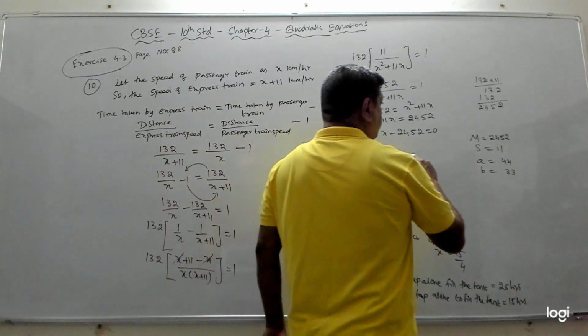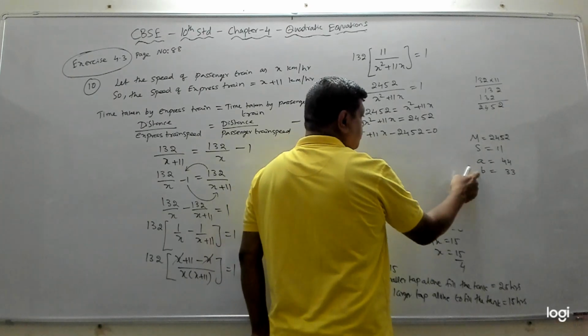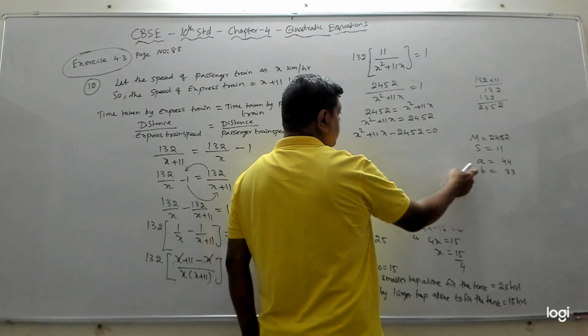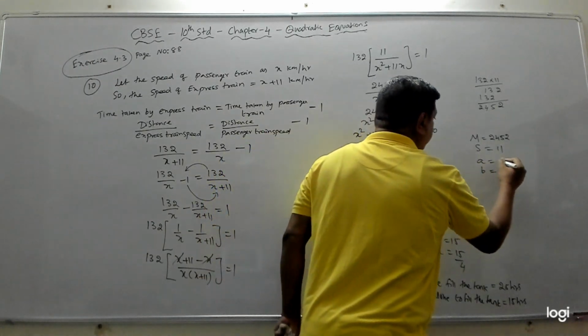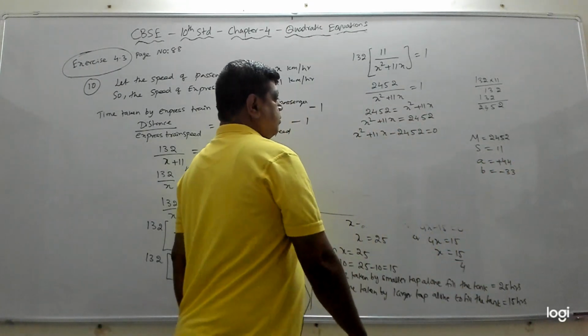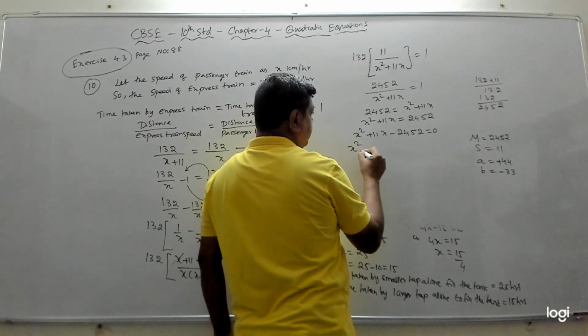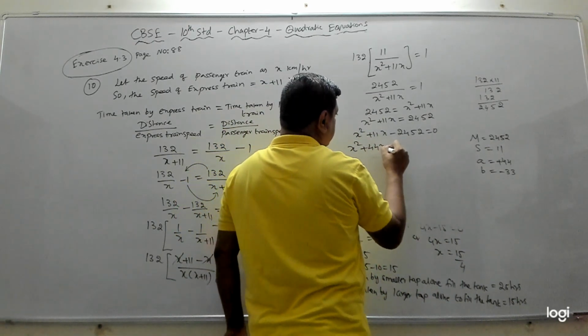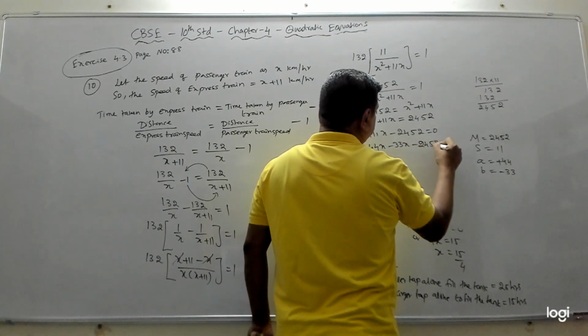And now it's a subtraction case. In subtraction case, one is positive, one is negative. To know which is positive, which is negative, you have to see this side. The greater number will take the plus sign. So the greater number is 44, it will take plus, and this will become minus. So you can write this as x square plus 44x minus 33x minus 1452 equal to 0.